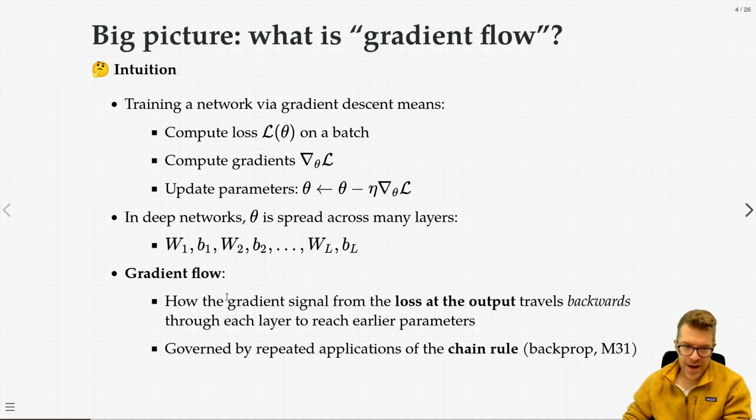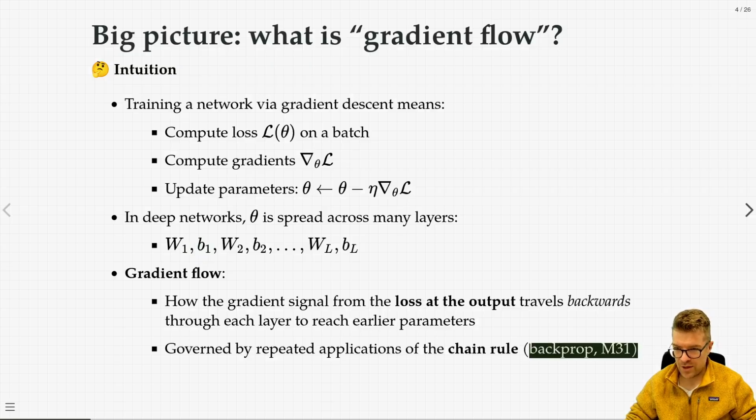Back on track. So given all of this, a gradient flow is how the gradient signal from the loss at the output will travel backwards through each layer to earlier parameters down here, say to the weight matrix and the biases for the first layer. And this will be governed by applications of the chain rule, like we saw through backpropagation in module 31.